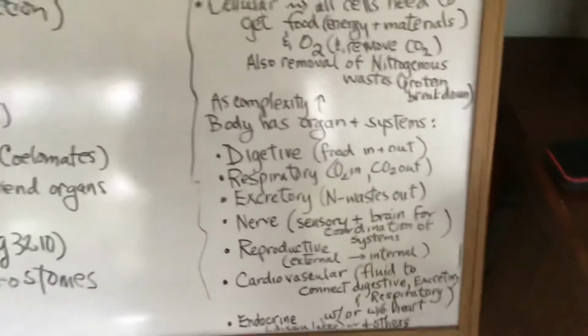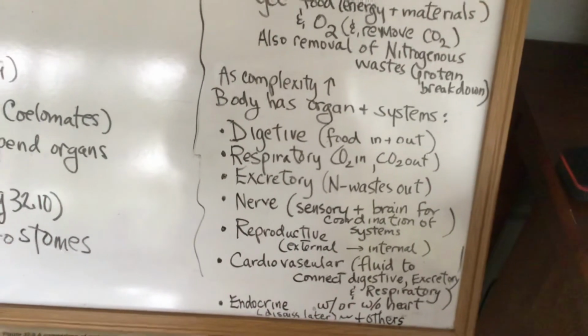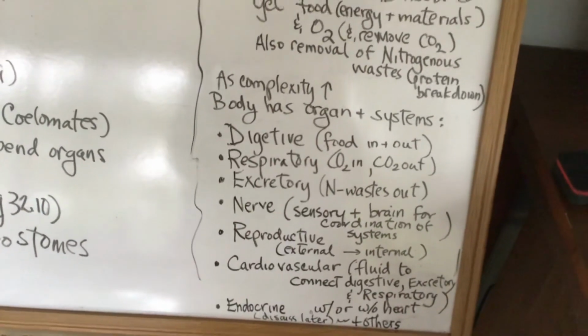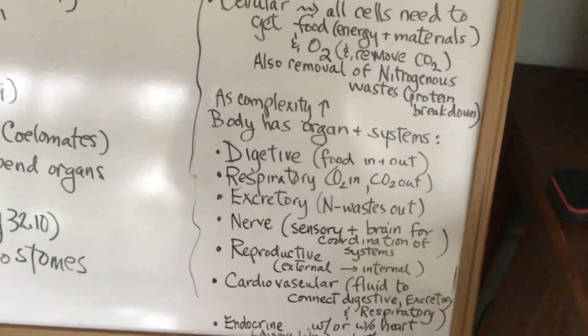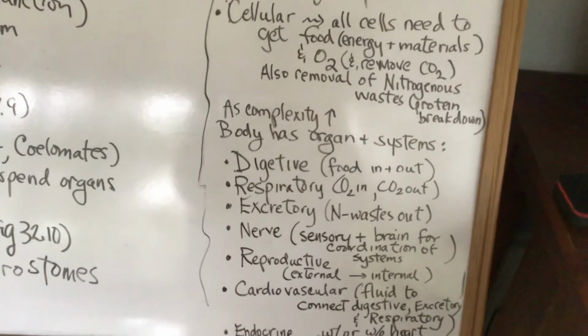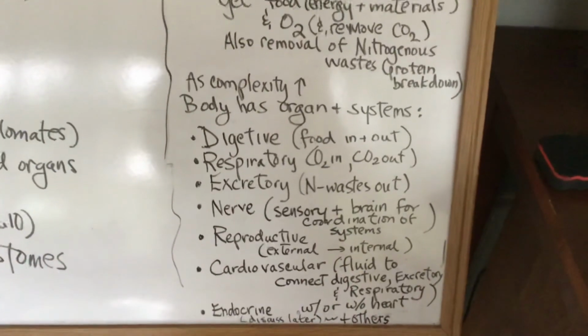Cardiovascular connects the digestive, excretory, and respiratory systems with some kind of fluid, and it can have a heart or not. You would not have a cardiovascular system if you did not have a digestive, respiratory, and excretory system. So you've got to have those things first. In other words, this is in a more complex organism.